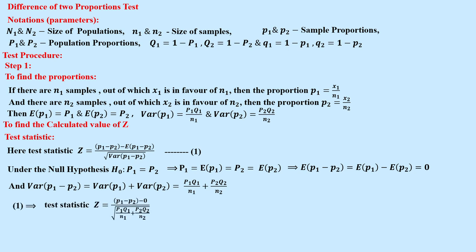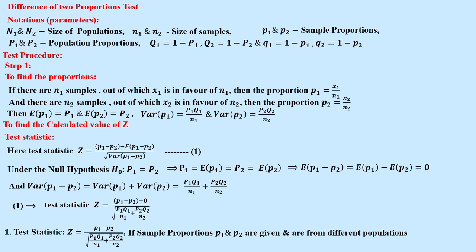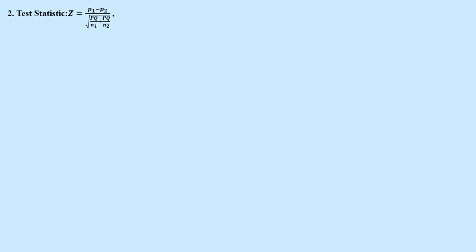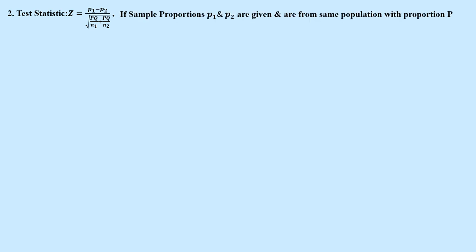So from 1, the test statistic z is equal to p1 minus p2 divided by root of P1 Q1 by n1 plus P2 Q2 by n2, right? This is the first case, if the sample proportions are from different populations. Otherwise the test statistic z is equal to p1 minus p2 divided by root of PQ by n1 plus PQ by n2, when the sample proportions are from the same population. Same population means P1 and P2 are all equal to P, we are taking, right?